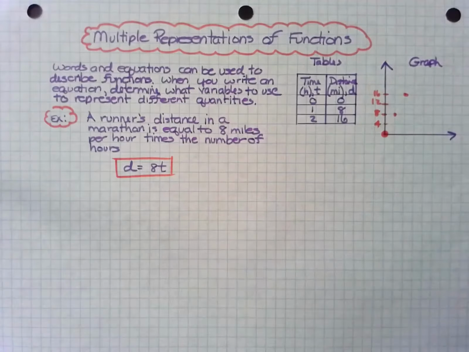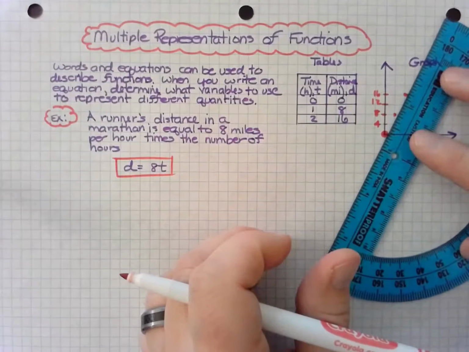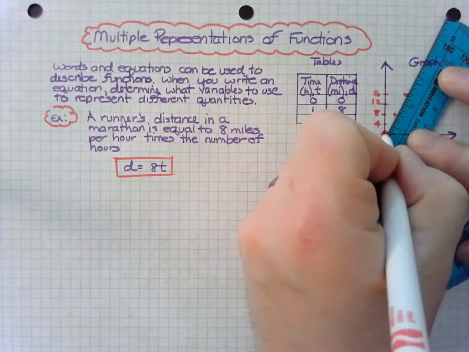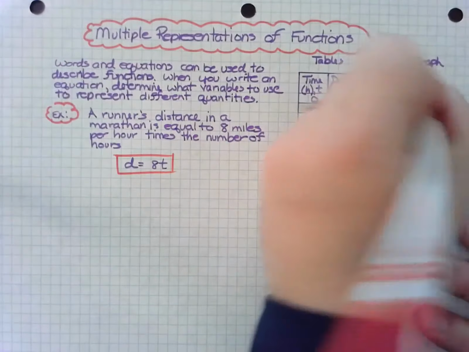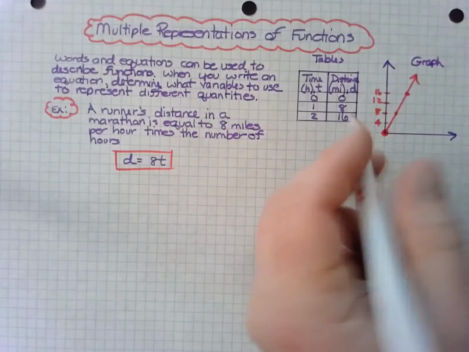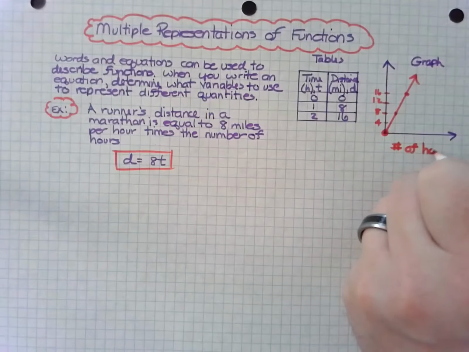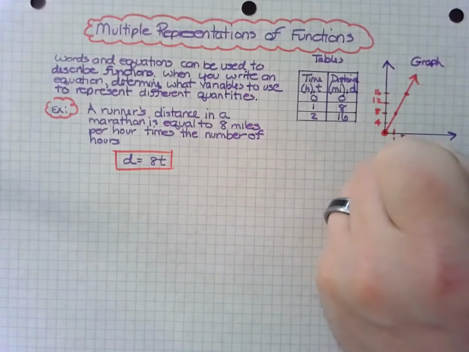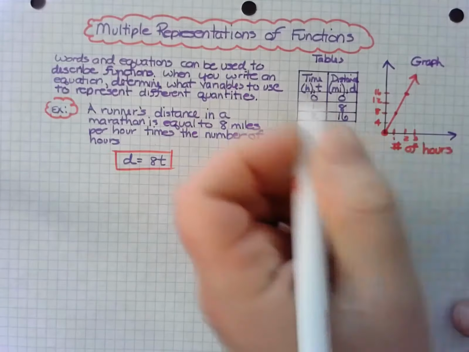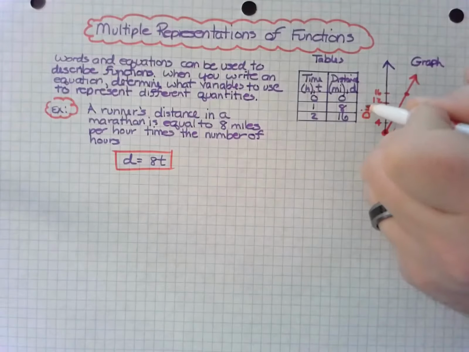And then I can connect those dots and visualize the function or the relationship of the ordered pairs, the pattern that exists. And so we know that this is the number of hours, 1, 2, 3, and this is the distance. We always like to label our axes.